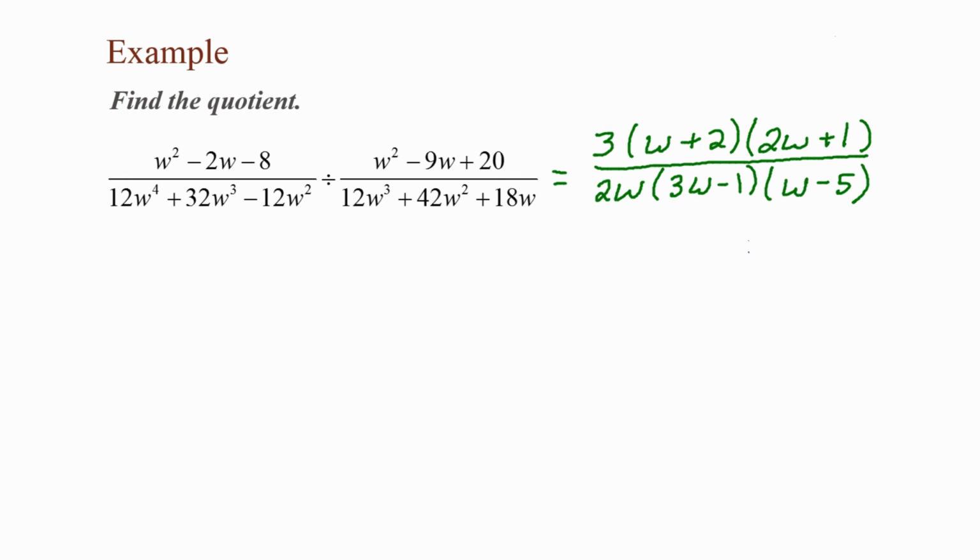I can't cancel anything else. In order to cancel any more of the w's, I'd have to have my parentheses identical. I can cancel out the greatest common factors only if there's something in common, and 3 and 2w don't have anything in common.